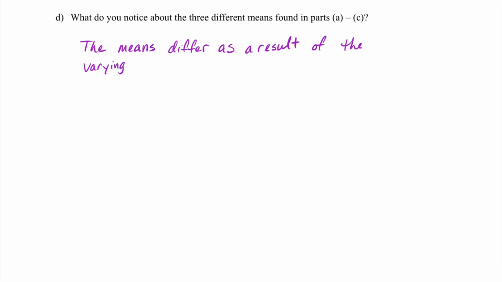Part D asks us, what do you notice about the 3 different means that we found in parts A through C? And all we're trying to recognize right now, so we lay some groundwork for later, is that the means differ as a result of the varying samples.